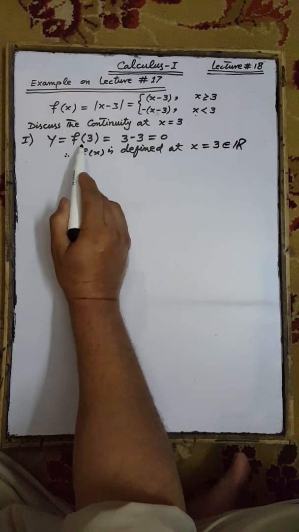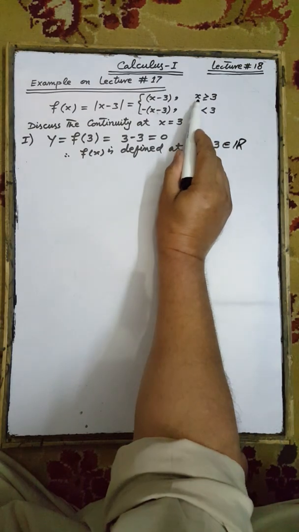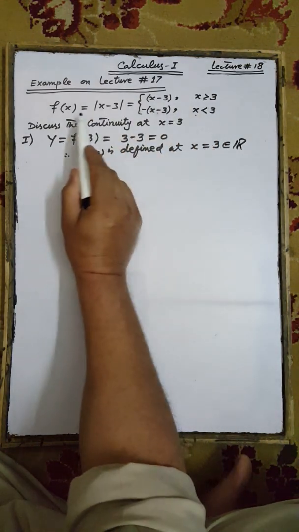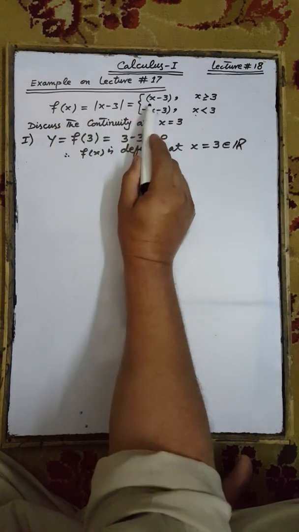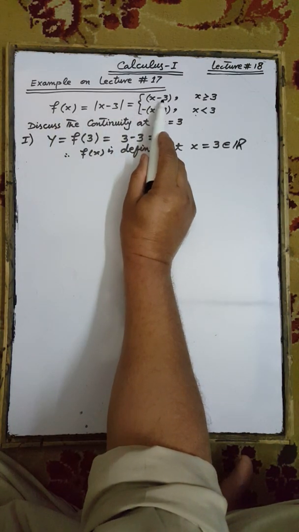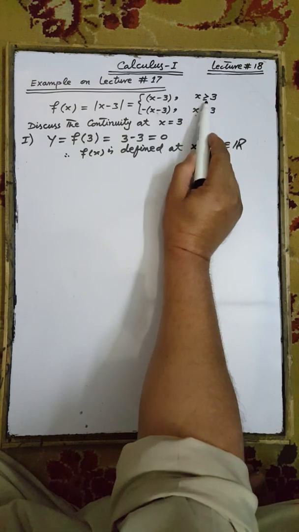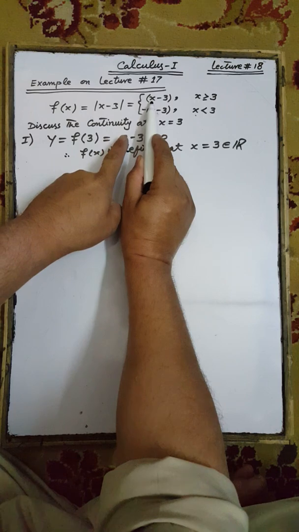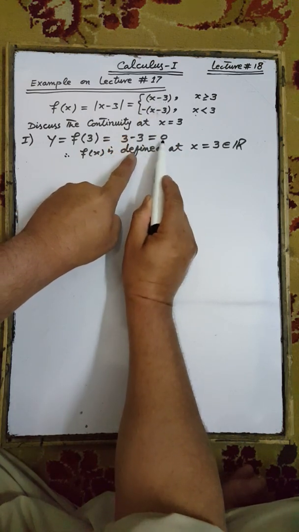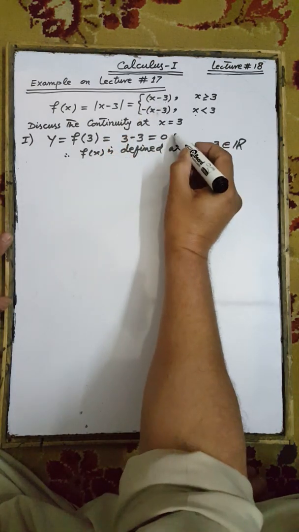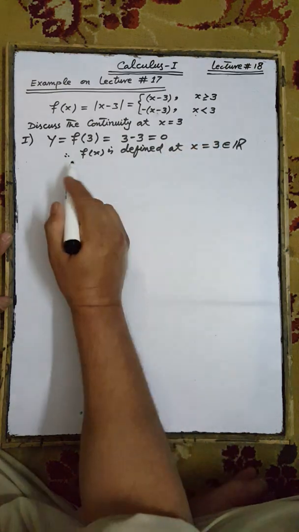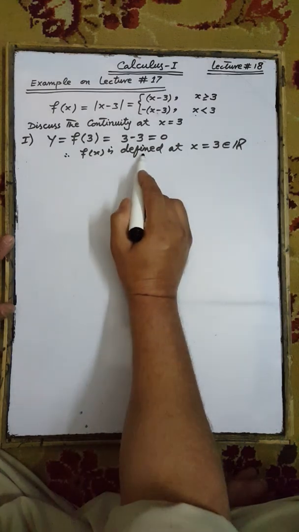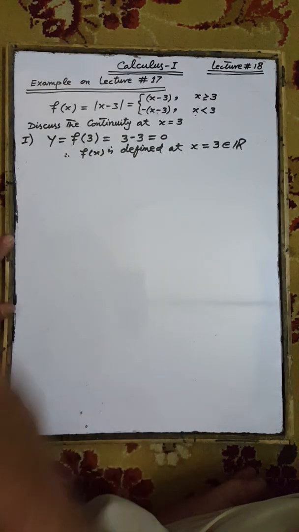To check the first condition, the point 3 is contained in this interval, and for this interval the value of the function f of x will be calculated as x minus 3. Therefore, when we substitute x is equal to 3, the value of the function will be equal to 3 minus 3 is equal to 0, and 0 is a real number on the y-axis. Therefore, we can say that the function f of x is defined at the point x is equal to 3.